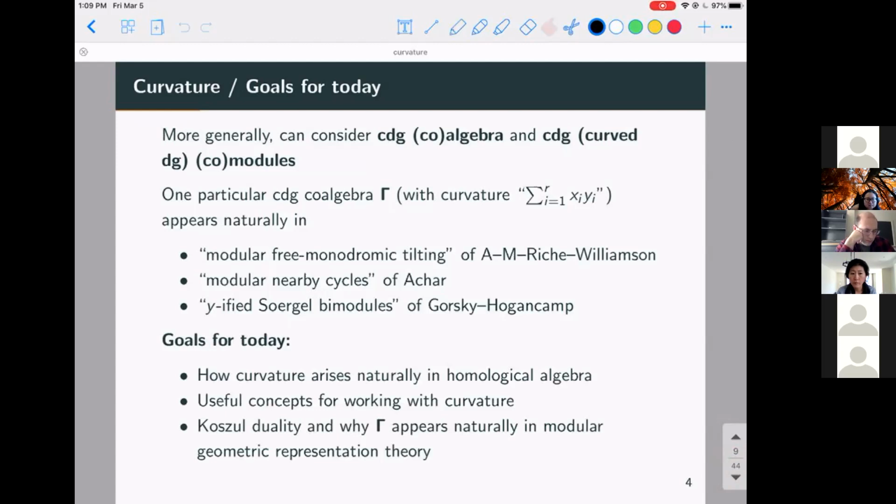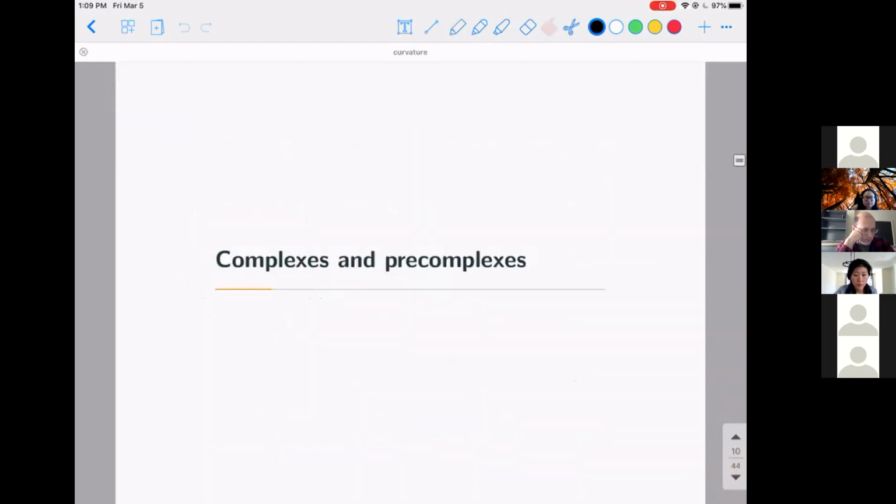telling you some, in some sense, very basic things about how curvature arises naturally in homological algebra. How do you work with them? And then a little bit about why this particular CDG coalgebra gamma seems to appear naturally in modular geometric representation theory. Okay, so that's the introduction.